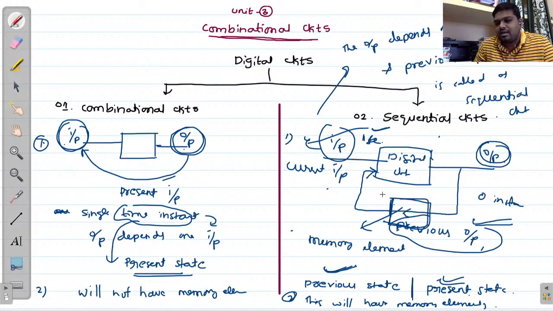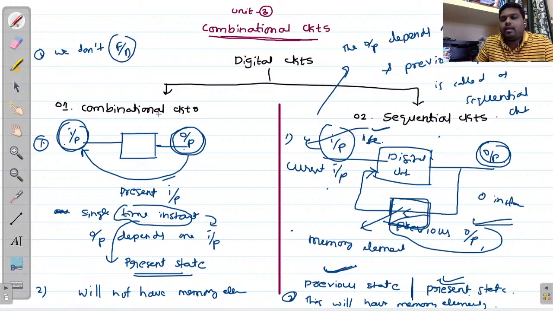Can I consider that as the third difference? The third difference here is we don't require feedback, right? Here we require feedback, to maintain the previous state. Okay, this is the third difference.